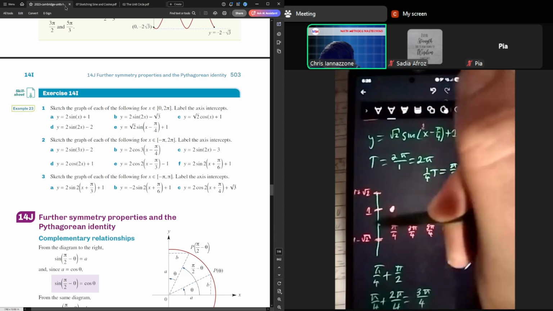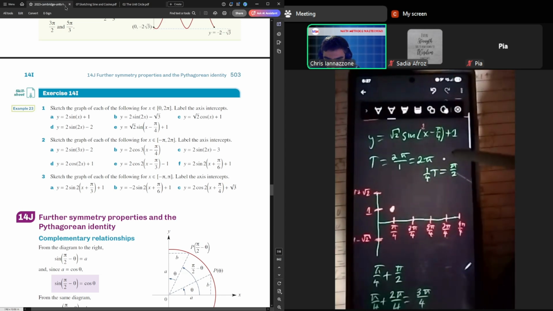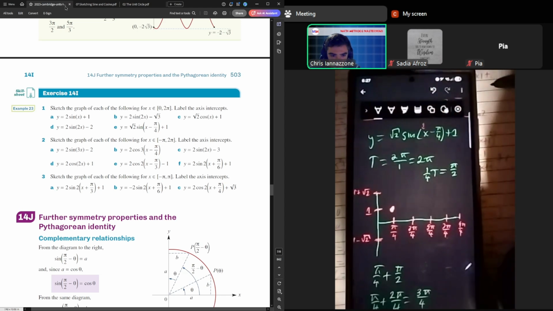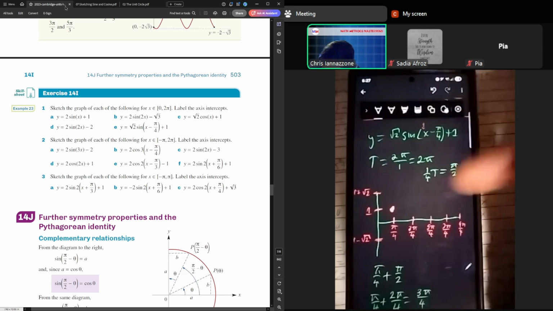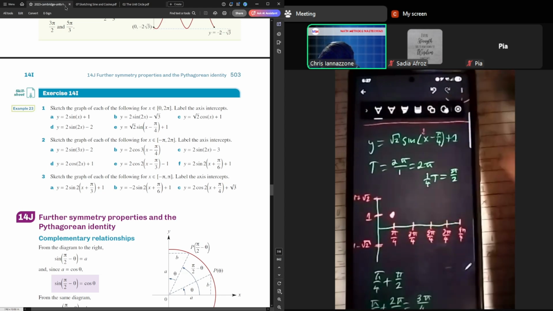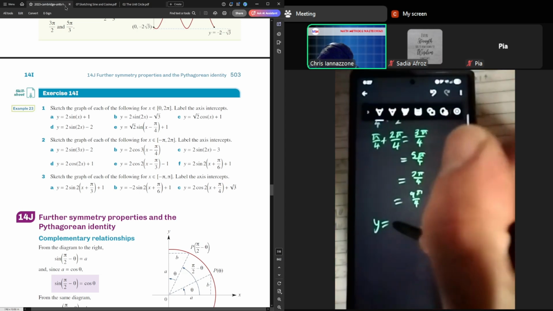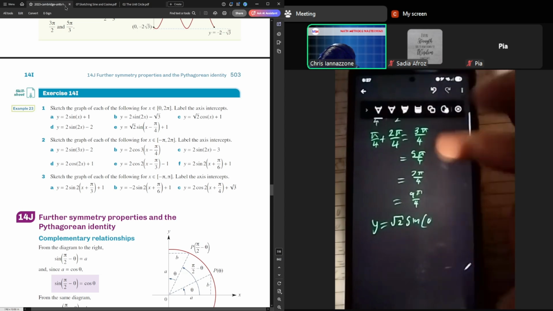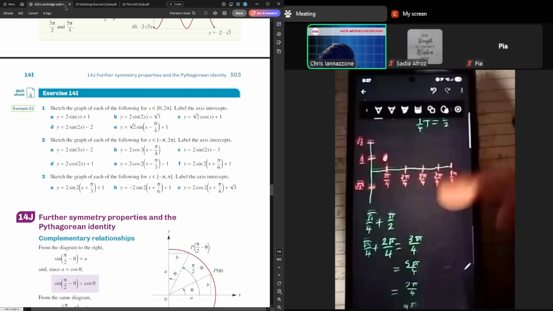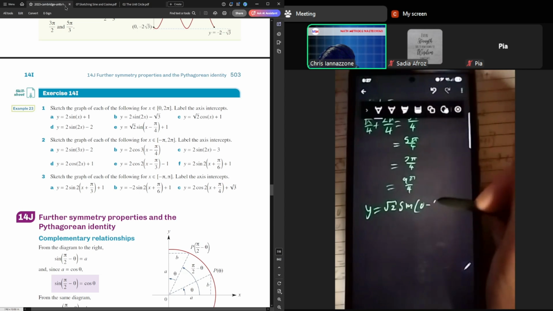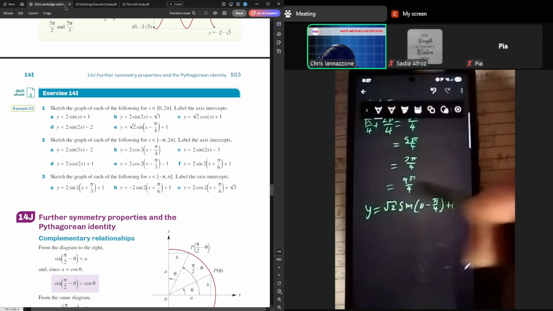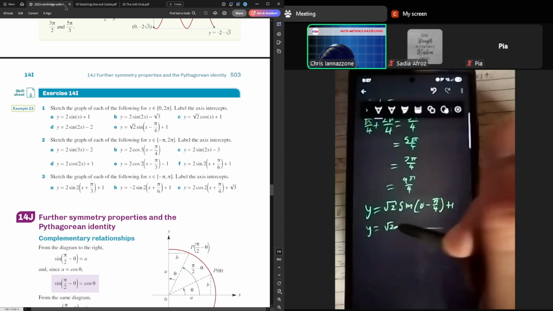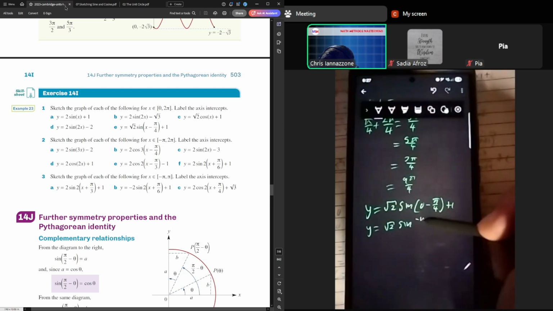But for the y-intercept going backwards here, you'd have to sub in x equals 0. Is that fair enough why you'd have to do that? Yeah. So sub in x equals 0 into this. So we've got y equals root 2 sine of 0 minus pi over 4, then plus 1. So y equals root 2 sine of minus pi on 4, plus 1.